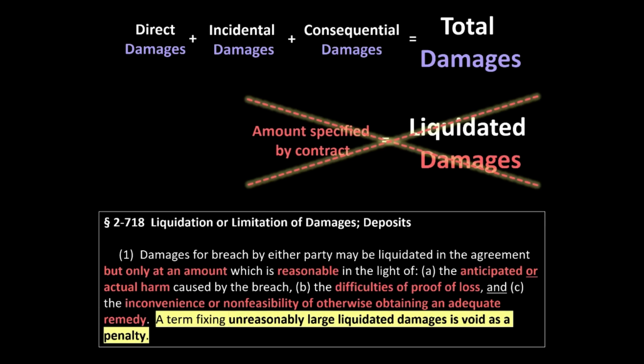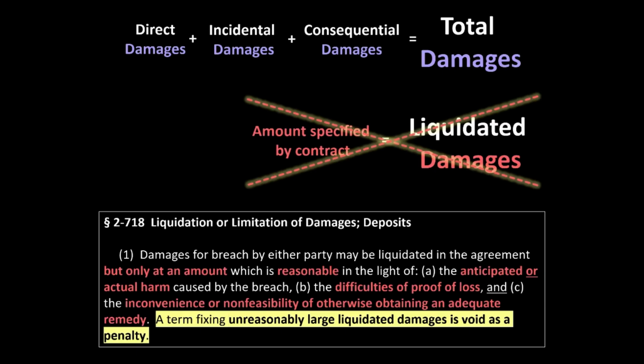One final point to make about liquidated damages: note the last sentence of subsection 1 does not say what happens if the liquidated amount is unreasonably small as opposed to unreasonably large, in light of these three factors. But the implication of the last sentence is that it is not void as a penalty. Even so, such a provision, liquidating an unreasonably small amount, might still be unenforceable under the doctrine of unconscionability.